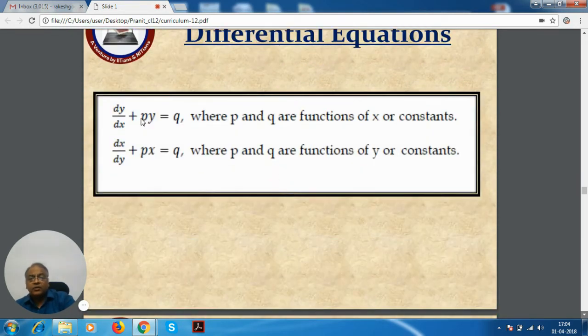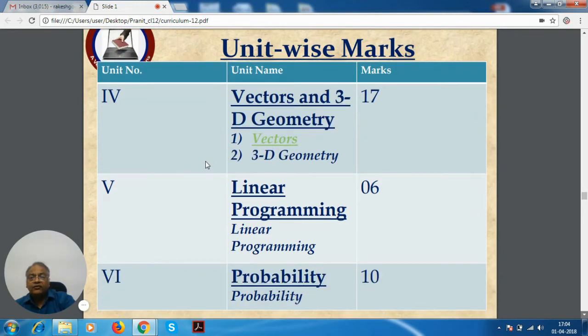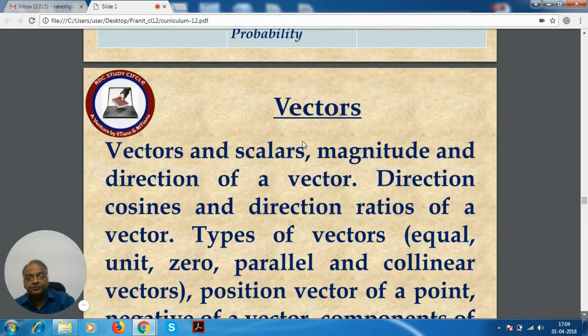Now, these linear equations are of the type dy by dx plus Py equals Q, or dx by dy plus Px equals Q. And that was about the third unit, which actually has maximum weightage in your examination. And the next unit, which is the fourth, is vectors and three-dimensional geometry. The first chapter of this unit is vectors.